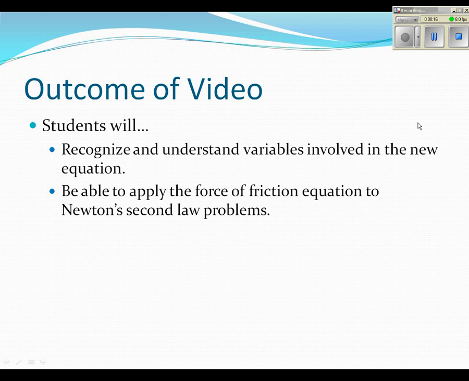The outcome of this video, I want students to be able to recognize and understand where forces are involved in a new equation that we'll be learning today. I also want you to be able to apply the force of friction equation to Newton's second law problems.